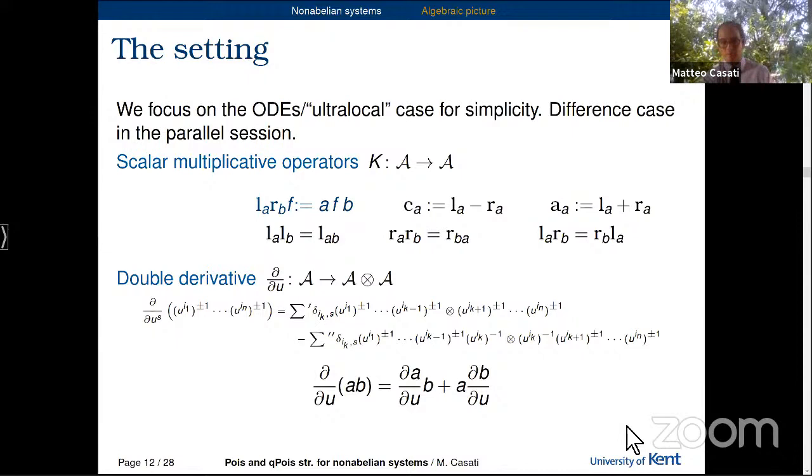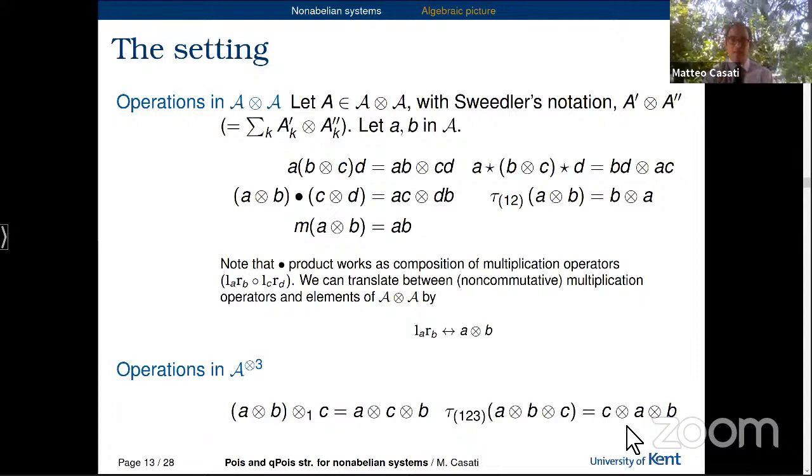Then, this is a nasty slide where I have to define a lot of weird operations on A tensor A and triple tensor of A, just to set up the notation. That means, of course, on this A tensor A, which is the space where I land when I take derivatives, I have a structure of inner and outer bimodule by the normal product on A with this ordering, and this other one, which switches the ordering of your product. The star basically makes you jump, while the normal product keeps you on the same side. And then you have these other operations, which are products in A tensor A. And this tau is the switch of factors. And then, of course, you have a map that takes your A tensor A and collapses it into A.